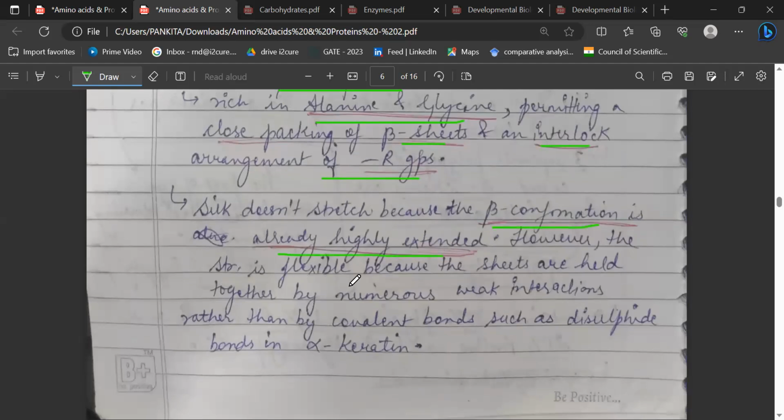However, the structure is flexible because the sheets are held together by numerous weak interactions rather than by covalent bonds such as disulfide bonds in alpha keratin. So basically in silk there are numerous weak interactions due to which the structure is flexible, but the sheets are also held together.